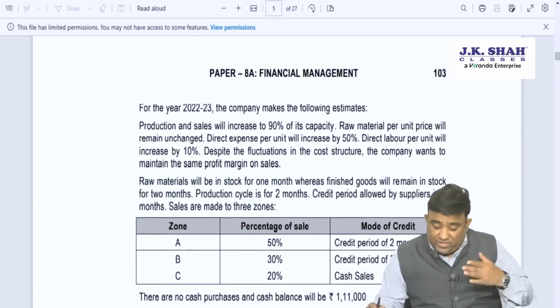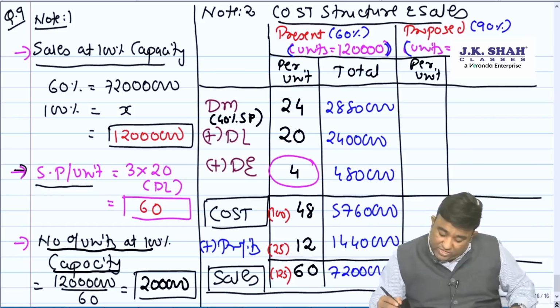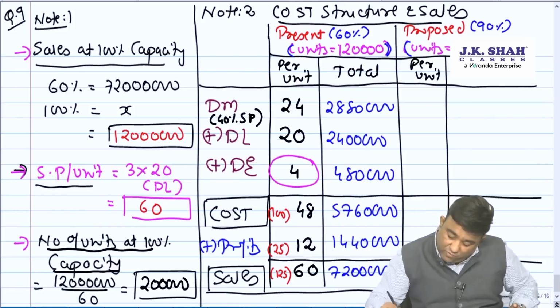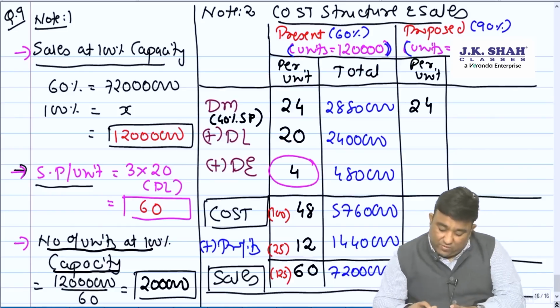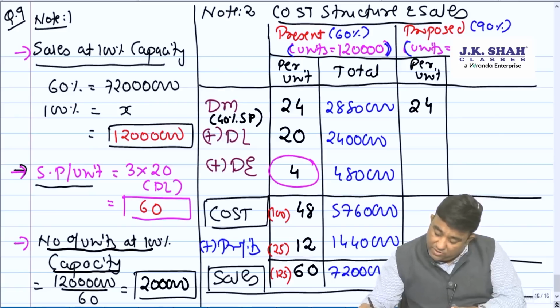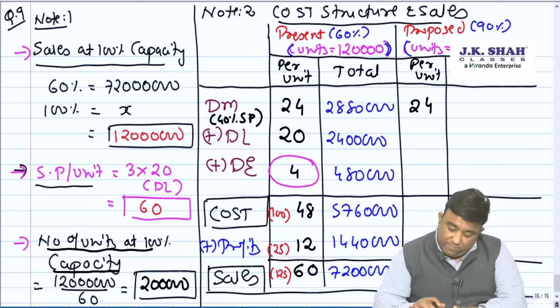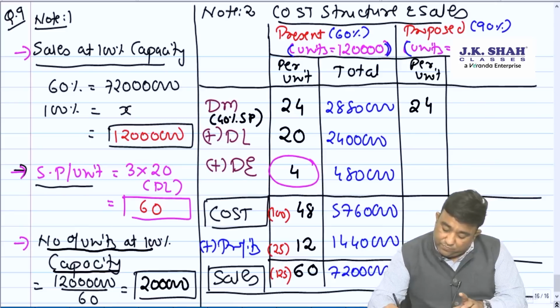Production and sale, 90%, that is ready. Raw material price will remain unchanged. Yes, it is going to be 24 rupees unchanged. But that 24 will be multiplied with, I'm sorry, one extra zero added here. Yes, into 180, which is 43,20,000.